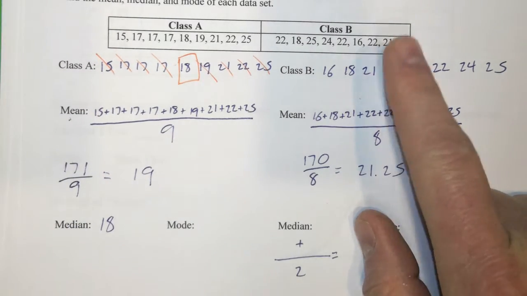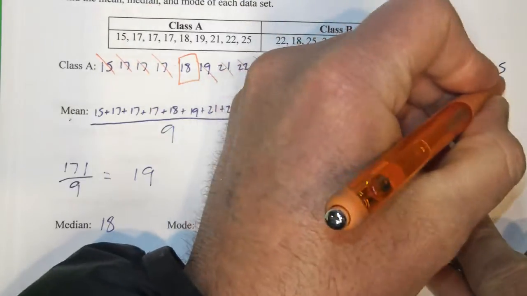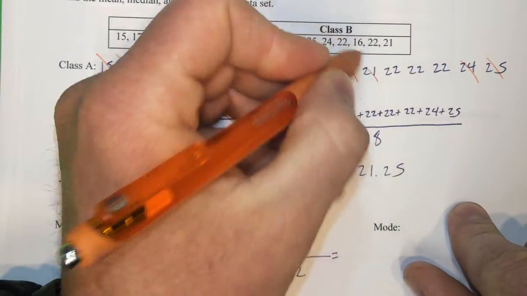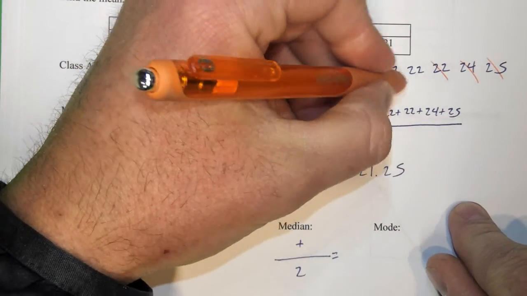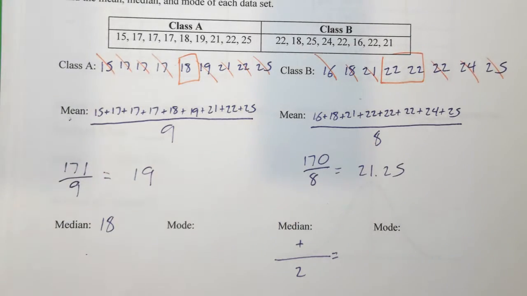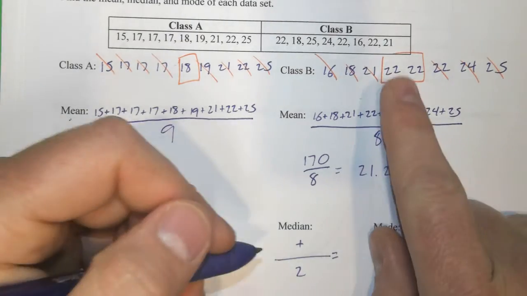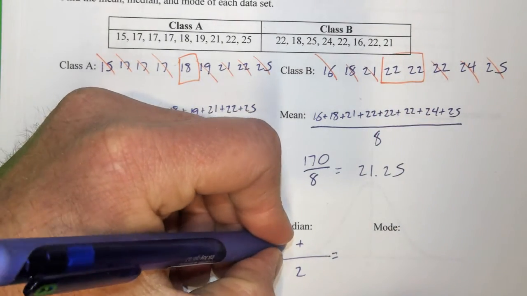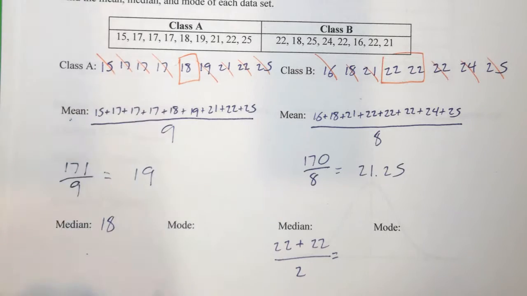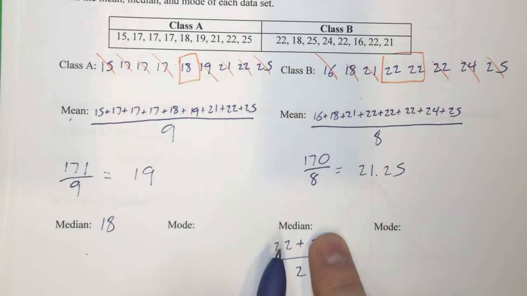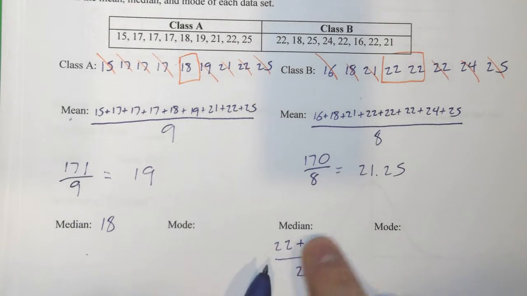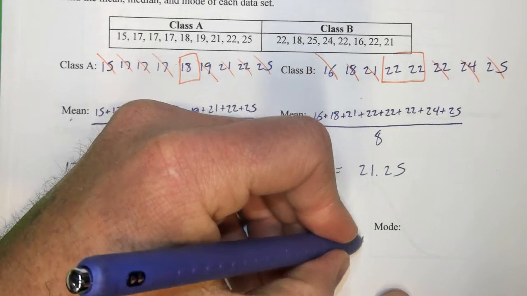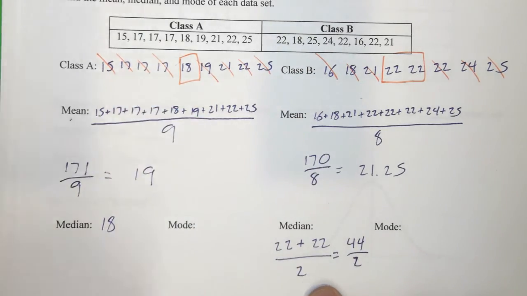In my second class, Class B, as I'm moving towards the middle, what I find is that I actually end up with 2 terms here in the middle. Now they're both the same, so it's pretty obvious as to what the median is going to be, but I still want to show you the work. When there are 2 terms in the middle, you are supposed to take the mean or the average of them, which means you need to add them together and divide by 2. 22 plus 22 is 44, and 44 divided by 2, it goes right back to being 22.